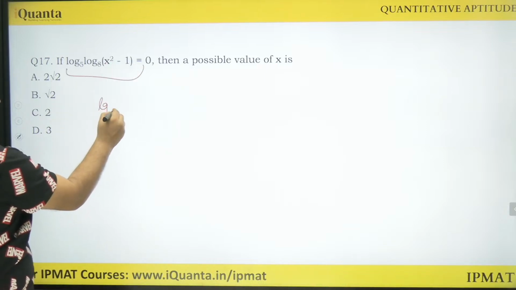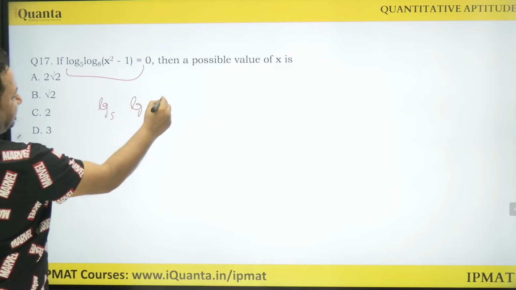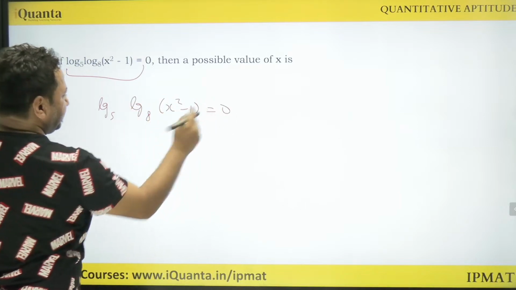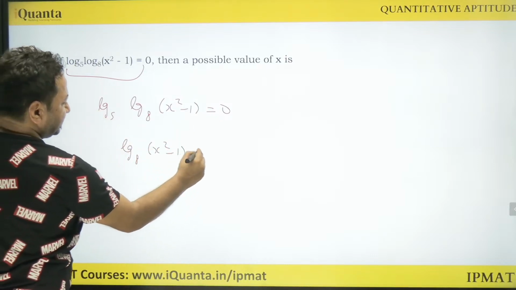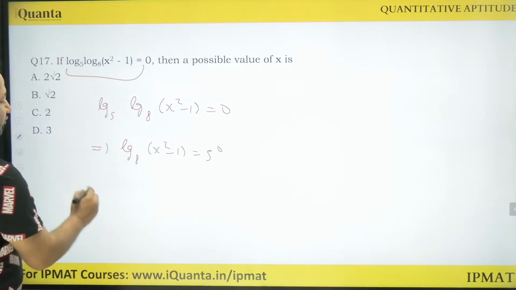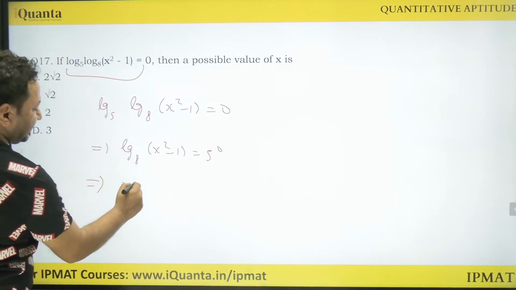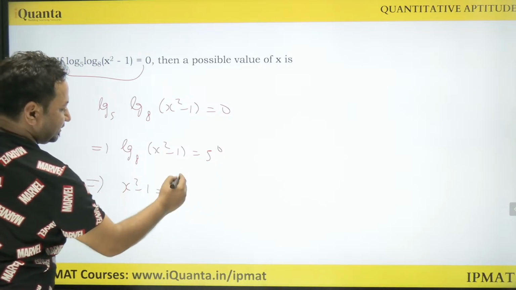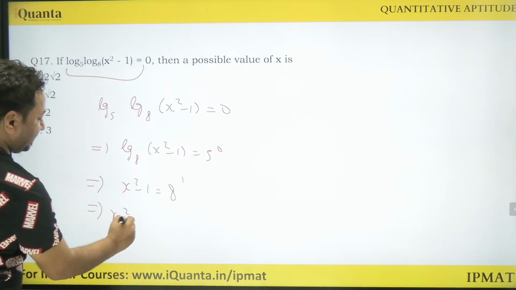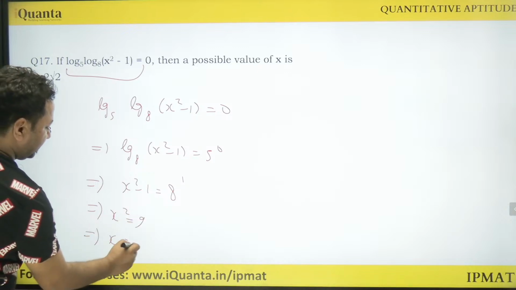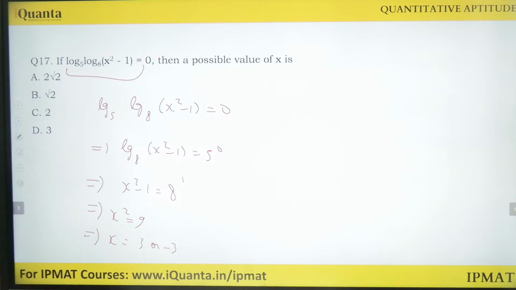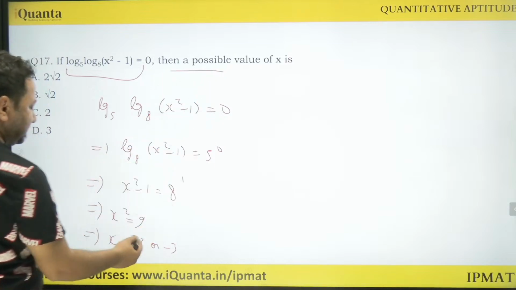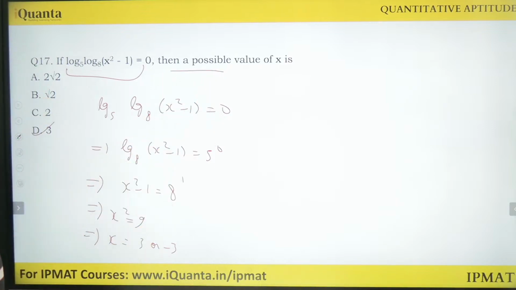So if I write log base 5, log base 8, x square minus 1 is equal to 0, removing the first log, 5 goes here, this becomes log base 8 of x square minus 1 is equal to 5 to the power 0, which is nothing but 1. Removing this log, I'll get x square minus 1 equals 8 to the power 1, which means x square is going to be 9. That means x can be plus 3 or minus 3, so we have 2 possibilities, 3 or minus 3. In the options we have only one. We'll go with that option.